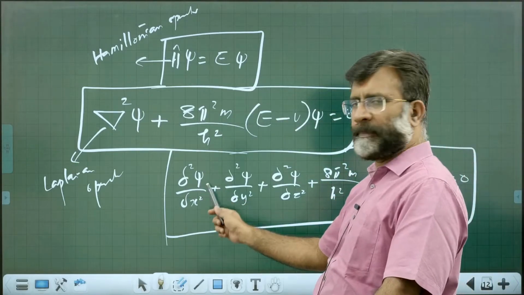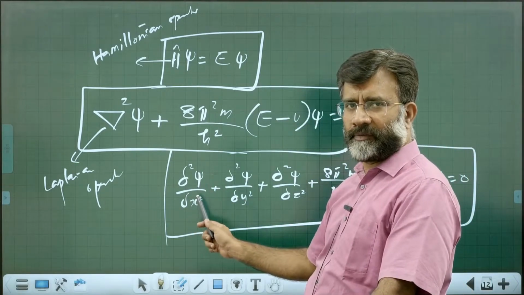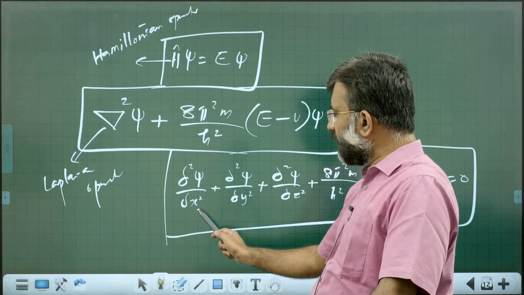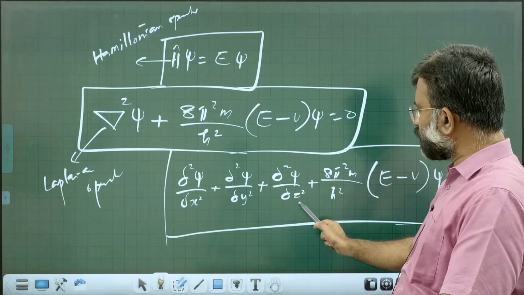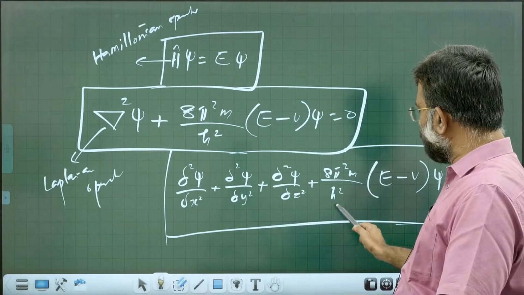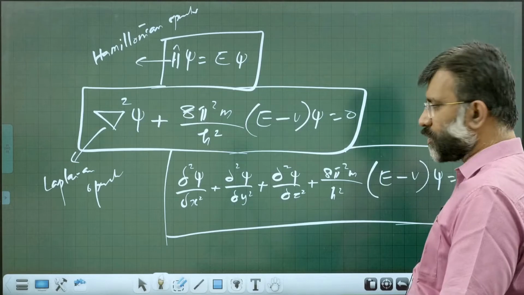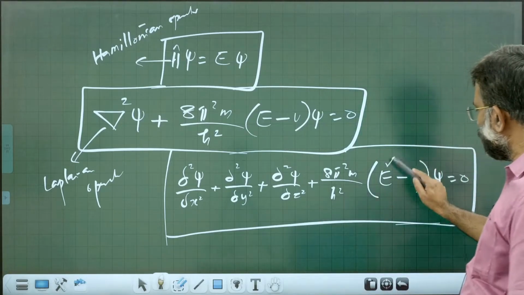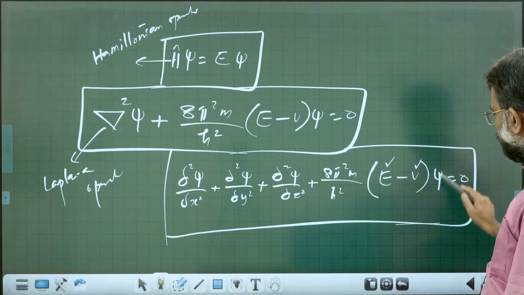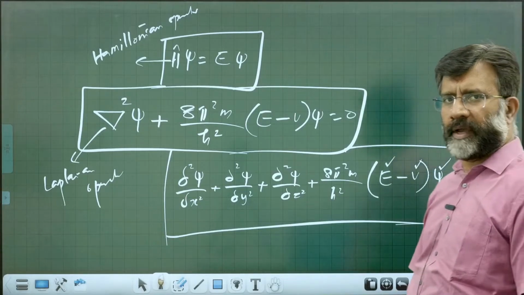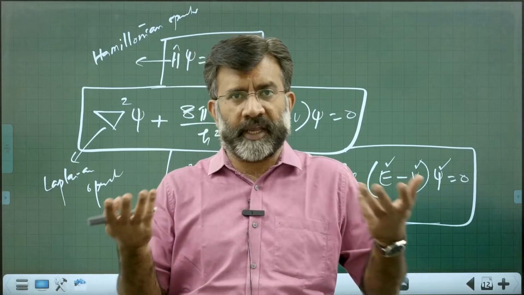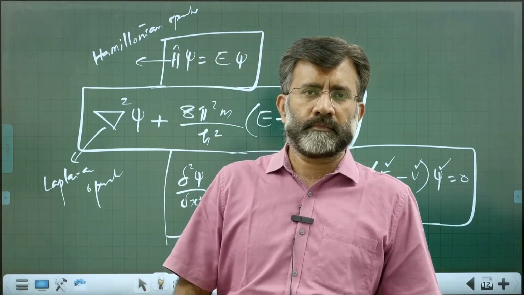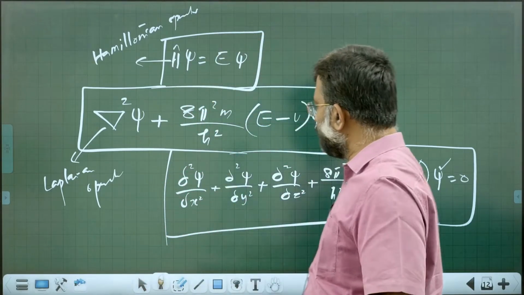Now you see the expanded version of the Schrödinger wave equation. Dou square psi by dou x square plus dou square psi by dou y square plus dou square psi by dou z square plus 8 pi square m by h square into E minus V into psi equal to 0. E, you know, is total energy. V means potential energy. Psi is the amplitude wave function. In quantum mechanics, the electron system is considered as a wave.